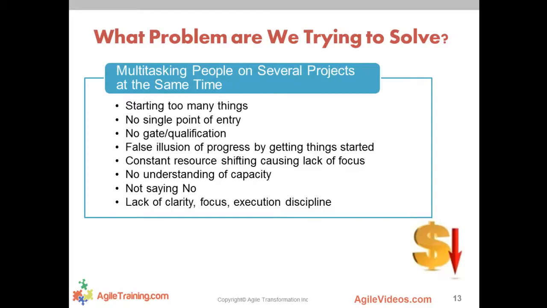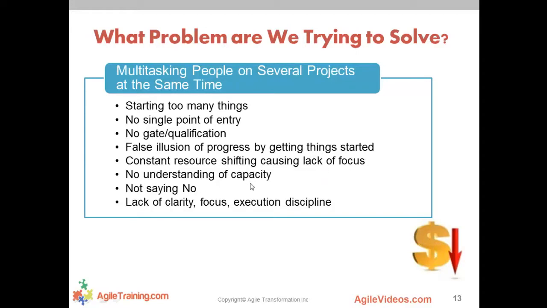For those of you familiar with Kanban, we talk a lot about Kanban and limiting work in progress. At the team level, we're going to take that one, well, maybe two, three levels up and talk about it from an organizational perspective. Starting a whole bunch of things and not finishing them just reduces your effectiveness for all of it. The constant resource shifting causes lack of focus.